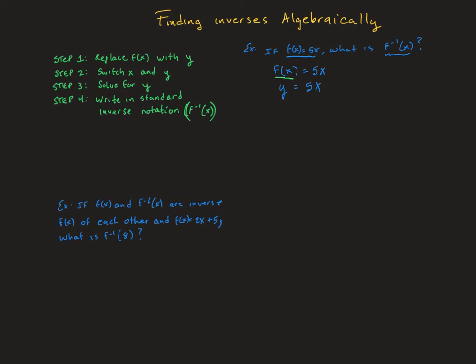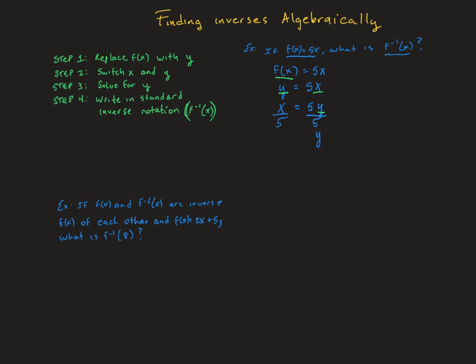Then step 2, it reads switch x and y. So I'm going to switch those, and it's going to be rewritten as x equals 5y. Switched them. Step 3 is I'm going to go ahead and solve for y. And in order to solve for y, I need to divide away my coefficient.